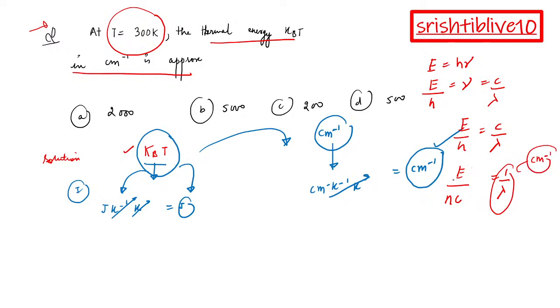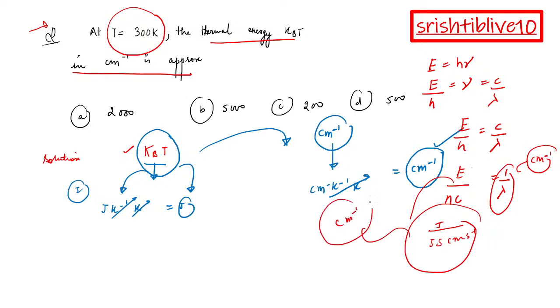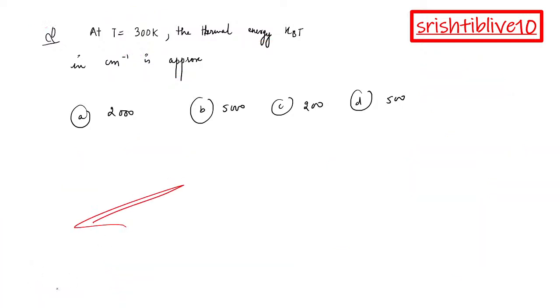E by hc: we are using joule, dividing it by joule second, then dividing it by centimeter per second. You can see that this is actually centimeter inverse. We are dividing energy by a constant value, so it's not going to affect the essence of your energy. So we can say the unit of E is joule, and we can also write energy in centimeter inverse. This is how we can solve this particular question.